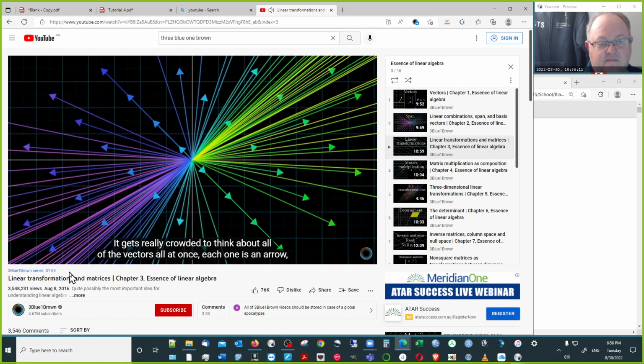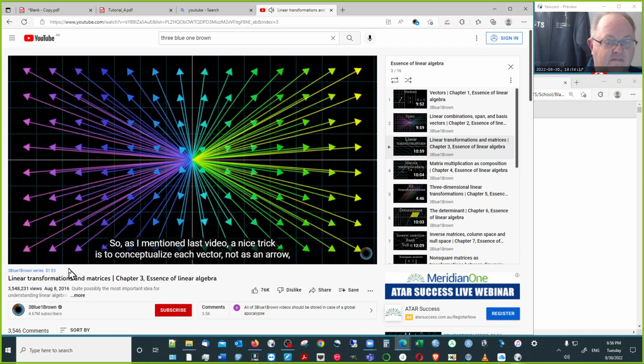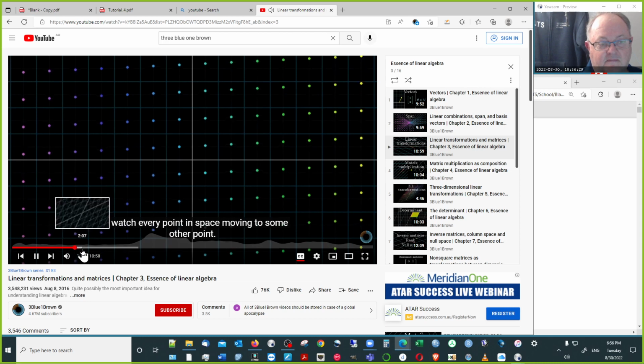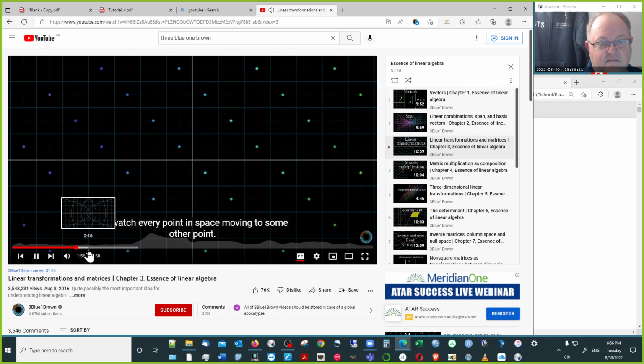It gets really crowded to think about all of the vectors all at once, each one as an arrow. So, as I mentioned last video, a nice trick is to conceptualize each vector not as an arrow, but as a single point, the point where its tip sits. That way, to think about a transformation taking every possible input vector to some output vector, we watch every point in space moving to some other point.